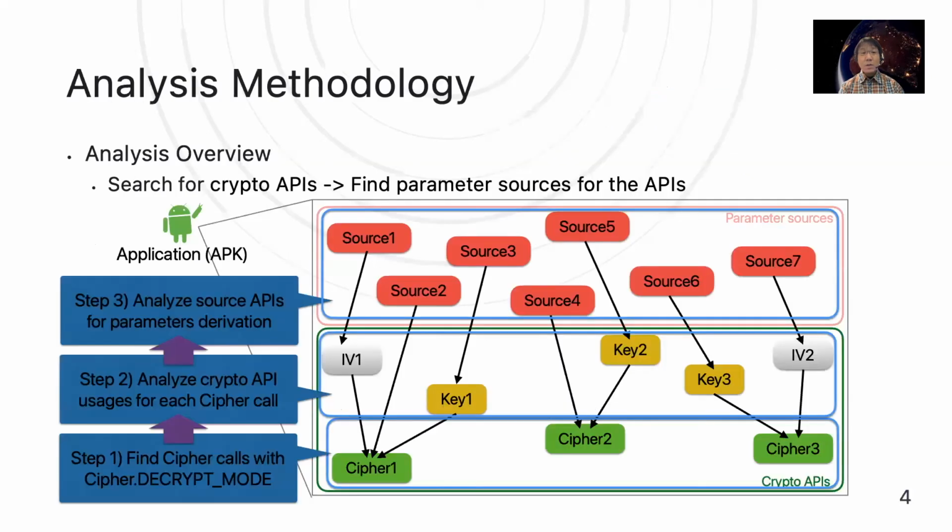Then, this slide shows analysis approach overview for our problem. We divide the analysis into 3 steps. First, find Cipher API calls with decrypt mode. Next, analyze typical crypto API usages for each Cipher call. Finally, analyze source APIs for parameters derivation used for each crypto API call.